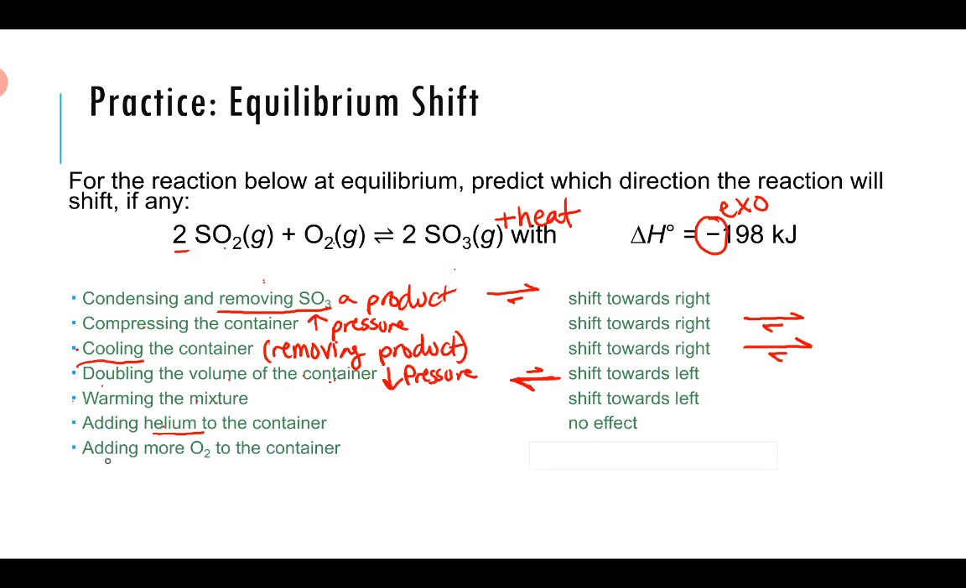All right, now we're talking about adding more O2 to the container. So this is adding a reactant. So we're going to add more reactant here. That's going to shift us towards the right by making our forwards reaction much faster than the backwards reaction.